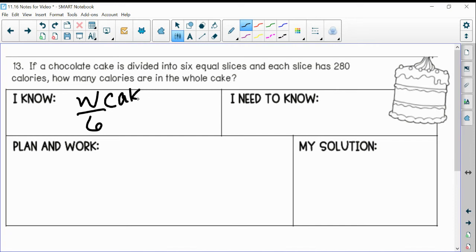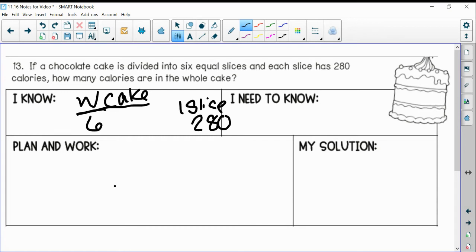If we want to be more specific, whole cake divided into 6. That line means division. So how many calories are in the whole? And I know one slice has 280 calories. How many calories are in the whole cake?